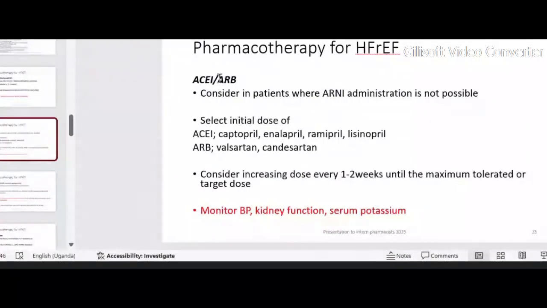This is given to patients who can't afford ARNI. ARNI is a bit expensive. Those of you who have worked in pharmacies know this class is expensive. So there are patients who can't afford it. So they will be on what? On an ACE inhibitor or an ARB.